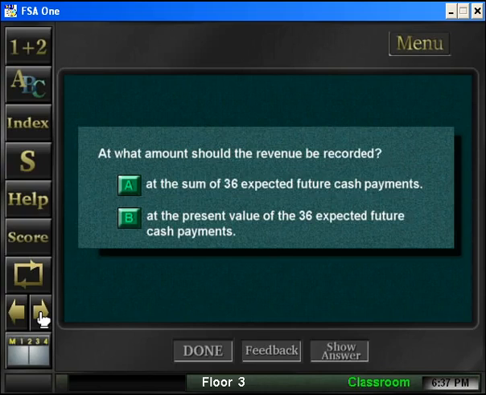At what amount should the revenue be recorded? Very well done. This was tricky. Revenues are measured by the increase in assets, and assets whose benefits extend beyond 1 year are measured at the present value of the future cash flow.